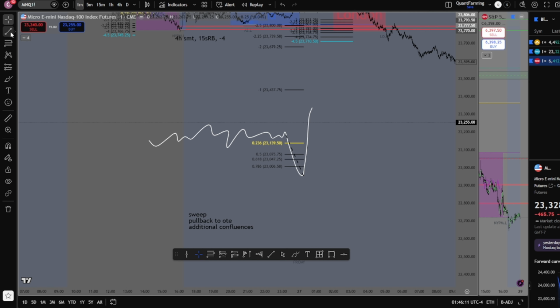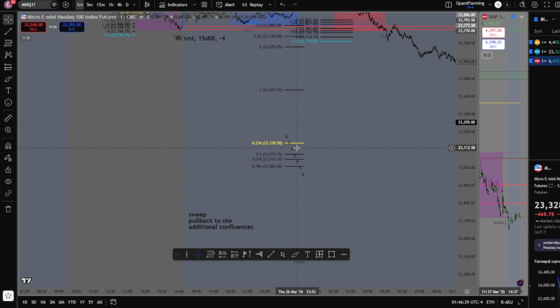The market isn't going to just be going straight up or straight down. There's going to be a pullback needed for us to fill an imbalance and continue higher. Now, vice versa.